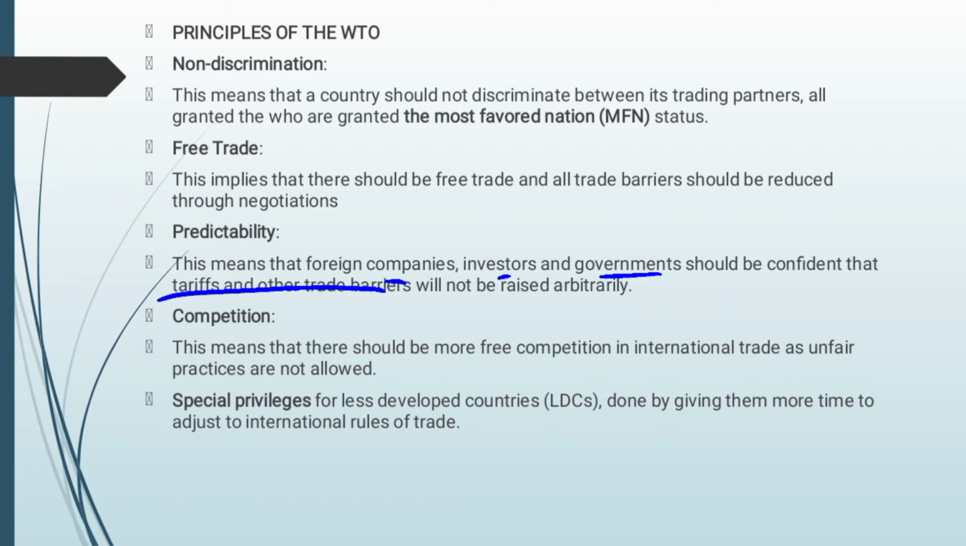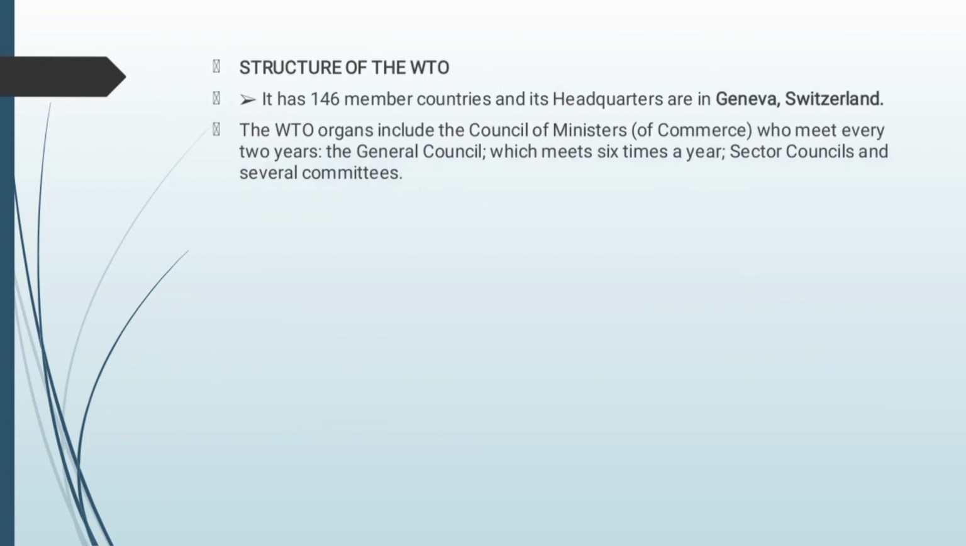Competition. This means that there should be more free competition in international trade, as unfair practices are not allowed. Free competition, no unfair practices. Special privileges for less developed countries, done by giving them more time to adjust to international rules of trade.